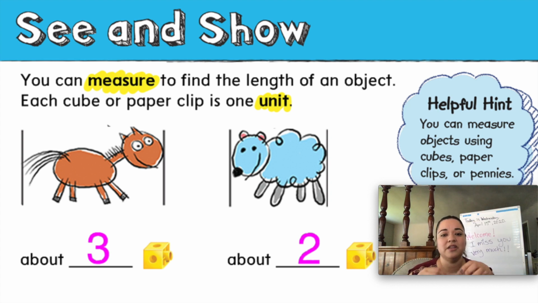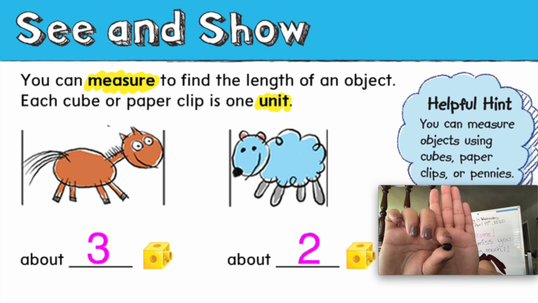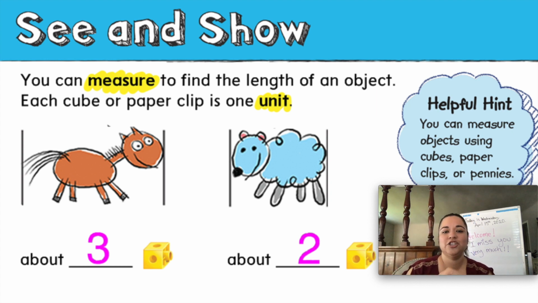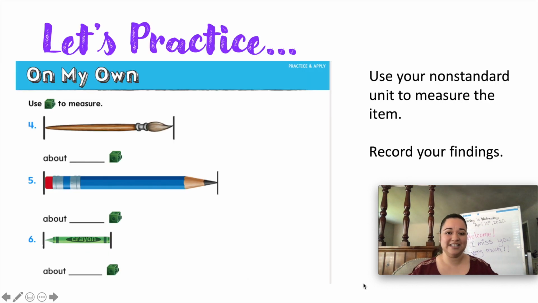So that's the thing with non-standard units. Depending on the unit that we decide to use, we're either going to need more or less. So for example, on the horse, they used cubes and they said the length is 3 cubes. If I use the bean, do you think I would need more beans or less beans than the cubes? Probably more.